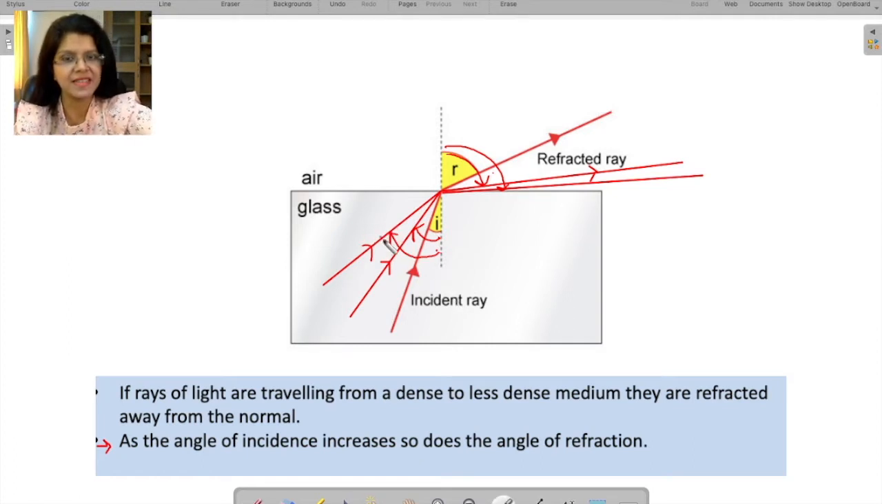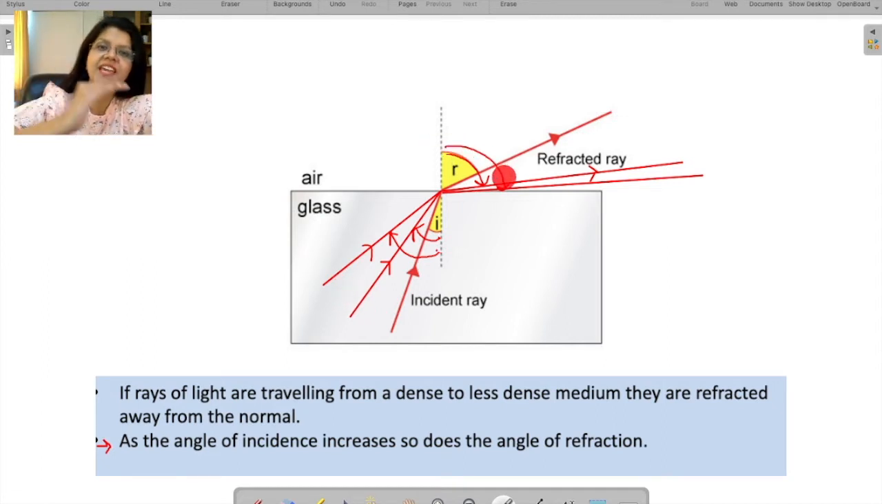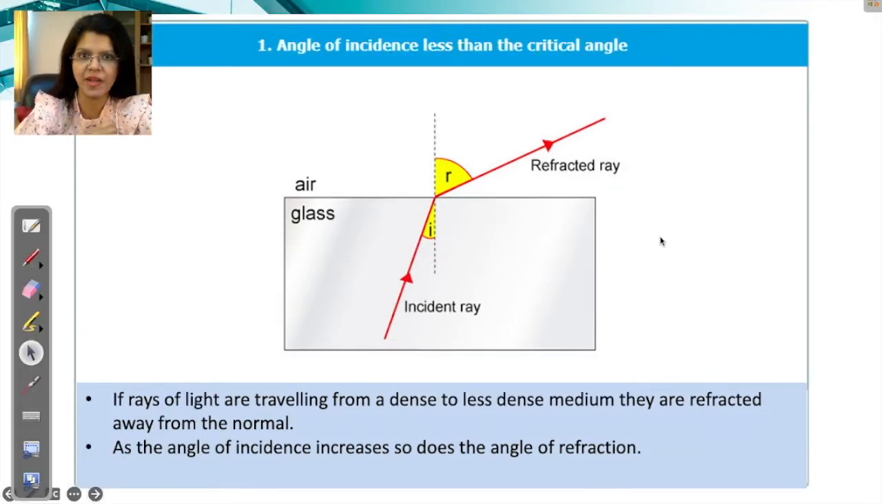Angle of incidence is increased slowly and steadily. You are making the incident ray go this side further away from the normal. Angle of incidence is increased. Angle of refraction is increased even more. So that's what these 2 points say. If the rays of light are traveling from dense to a less dense medium, we know that they are refracted away from the normal. But if the angle of incidence is increased, so does the angle of refraction. Angle of refraction will keep increasing and increasing, and then suddenly something strange happens.